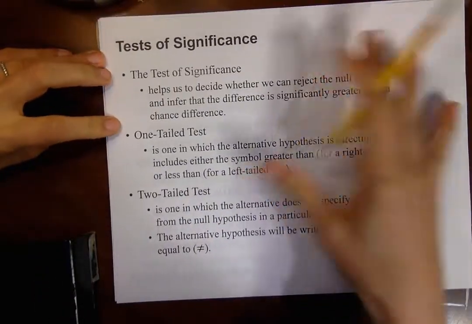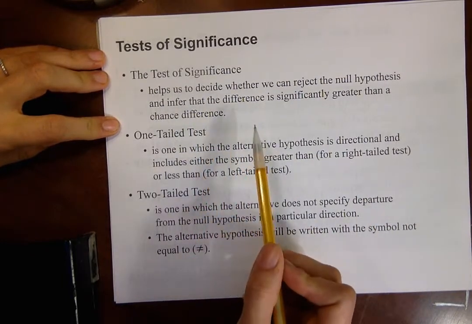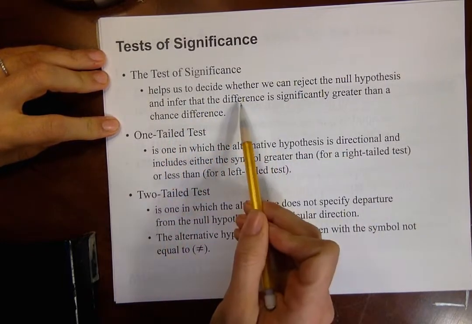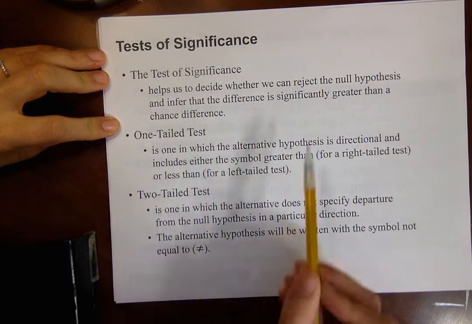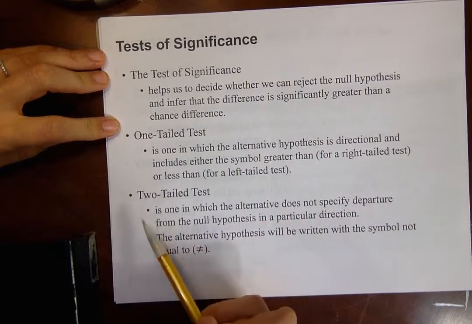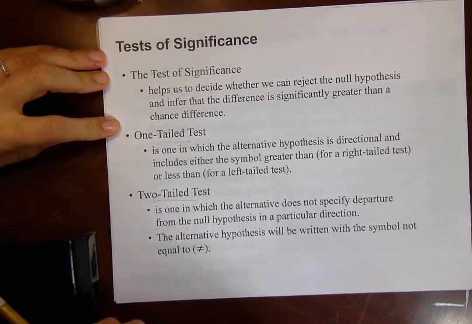We are often, usually, testing for significance. This is what helps us decide whether or not to accept the null hypothesis and infer that the difference is significantly greater than the chance difference. So we have either a one-tailed test or a two-tailed test that we end up doing.